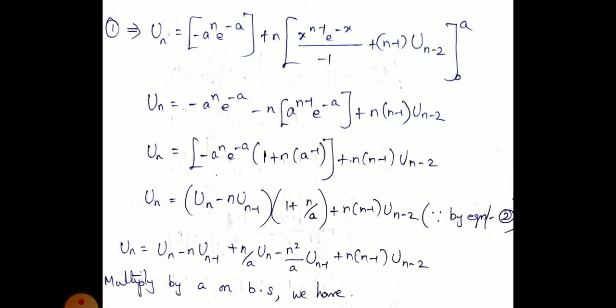Now from equation 1, what is equation 1? u_n equals -x^n e^(-x) + n u_(n-1), applying the limit 0 to a. So from equation 1, u_n equals -a^n e^(-a) + n times, in the place of u_(n-1), substitute the formula again: x^(n-1) e^(-x)/(-1) + (n-1) u_(n-2), the reduction formula with n replaced by n-1. Now for this term we have to substitute the limits 0 to a.